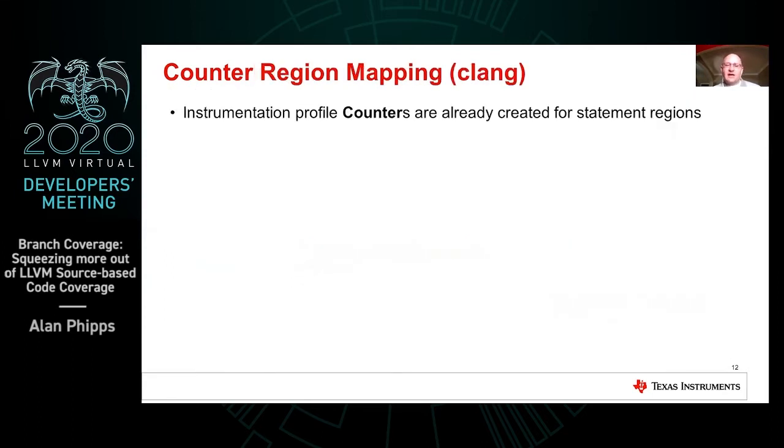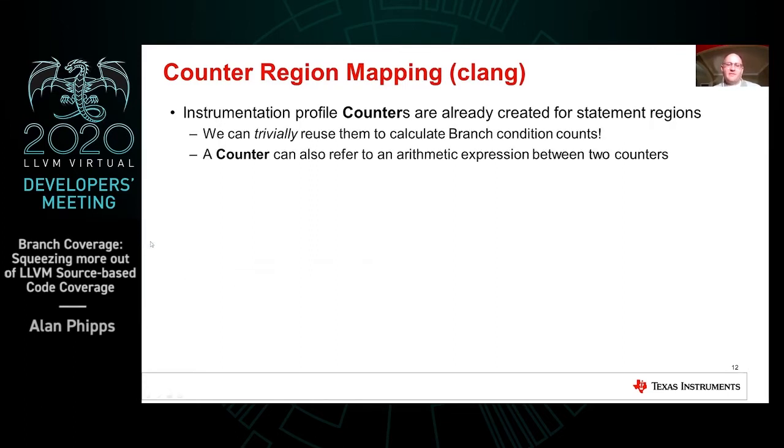Now, when looking at counters, I also had to ask a question: did I have to introduce any new counters to track branch coverage? I've already shown that instrumentation profile counters are already created for region mapping. And in fact, we can trivially reuse these counters to calculate branch condition counts. And just a reminder, a counter can also refer to an arithmetic expression between two counters, like an addition or subtraction between two counters.